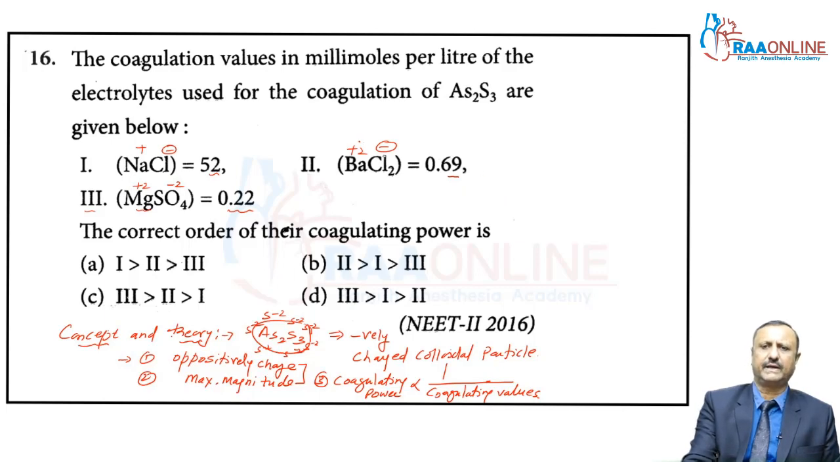But my dear students, here the magnitude is +2 and here it is +1. So the third, with 2 and 1, is the correct answer, because in coagulation the magnitude of charge also matters. Both are positively charged, but the magnitude is greater. So, you can see the answer to question number 16 is C. This question was also asked in NEET 2016, and by this theory and concept you can easily solve this type of questions asked in NEET exams.